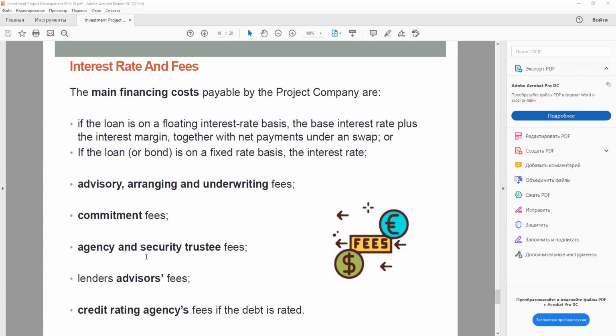And agency fees. Finally, there are the agency fees payable to the agent bank or security trustee. The time that the bank has to spend on agency work can be quite considerable, and it is in the project company's interest to ensure that a reasonable annual agency fee covers this work adequately. But this fee should be based on a fair assessment of costs and not a major source of extra profit for an agent. So please keep an eye on these costs.